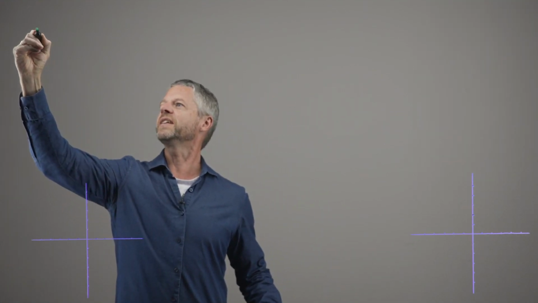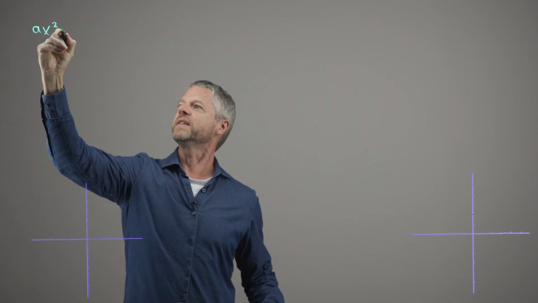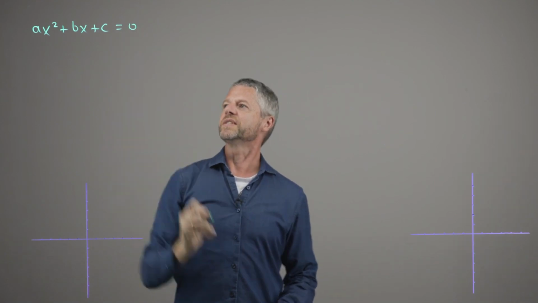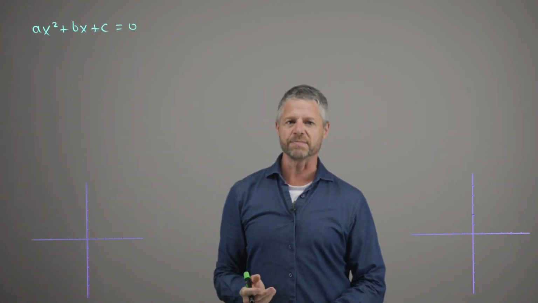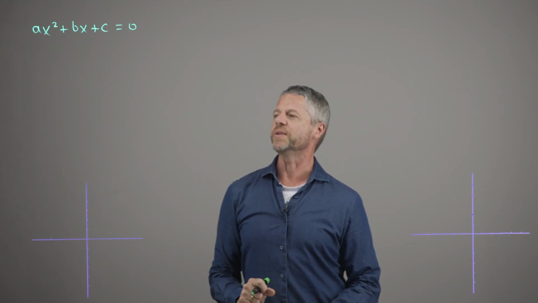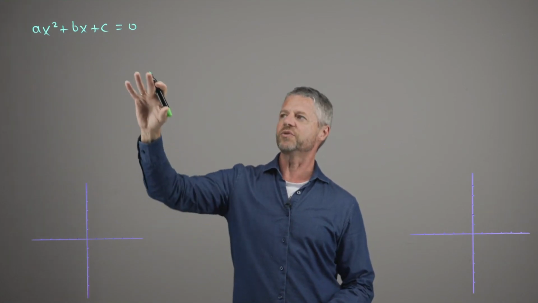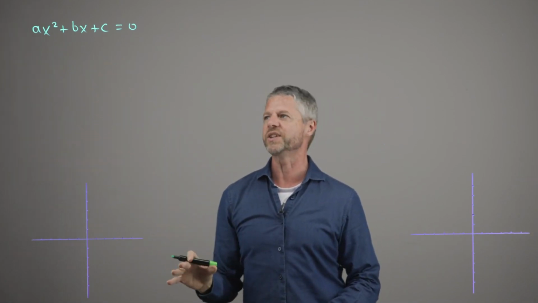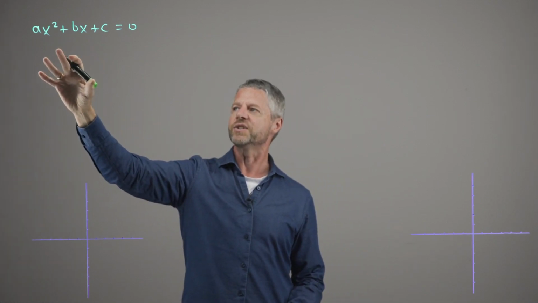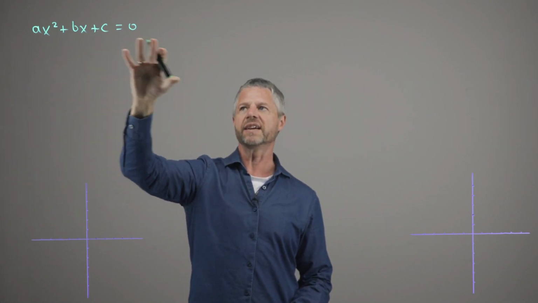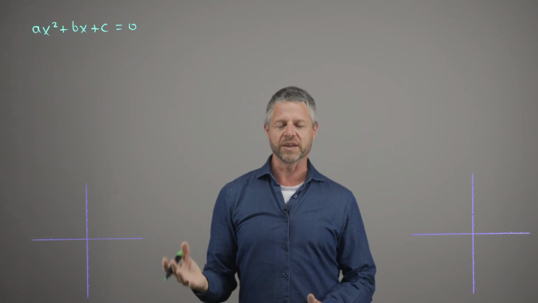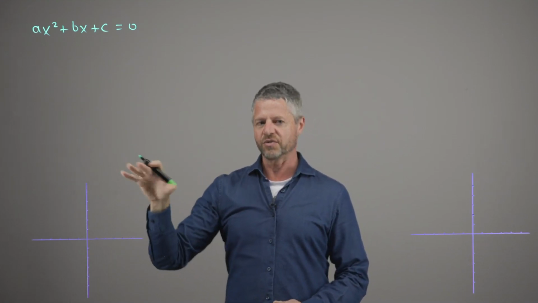So first I'm going to define a quadratic equation as ax squared plus bx plus c equals 0. And here a, b and c are real numbers and a is not equal to 0. What it means to solve this equation for x, or to find the roots of this equation, is we want to find any values of x so that the left-hand side and the right-hand side of this equation are equal.